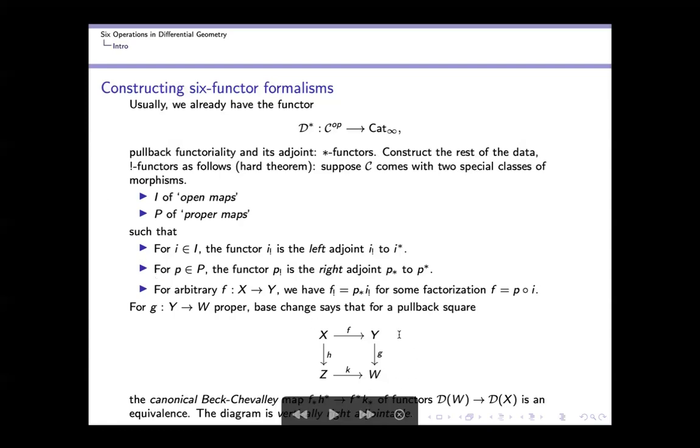And then you hit this square with the functor D star, you get a square of categories. And there's a condition, this construction result asks that a certain natural transformation between these categories is an equivalence.